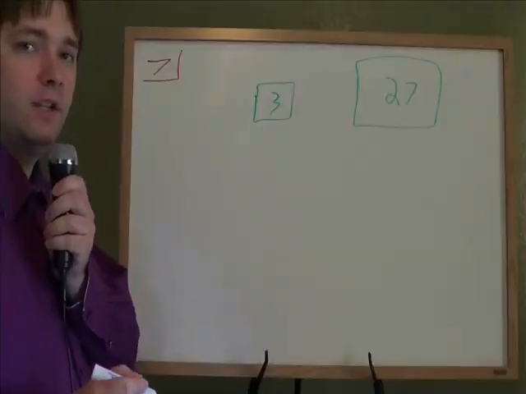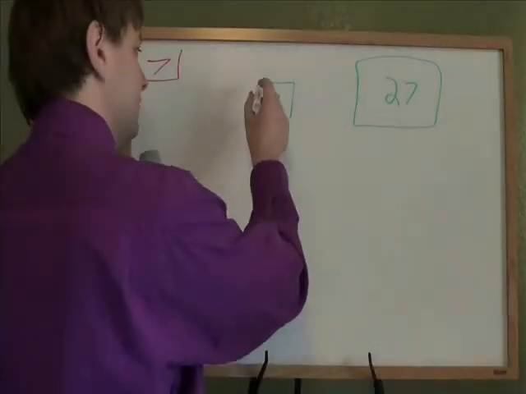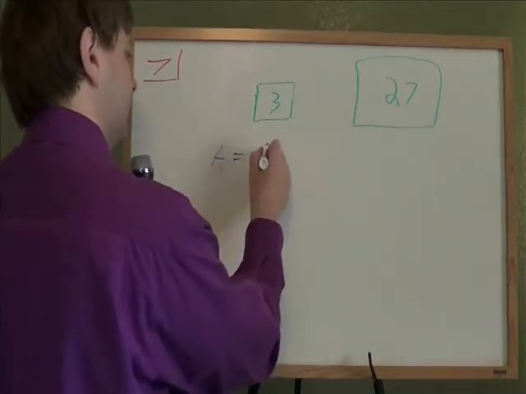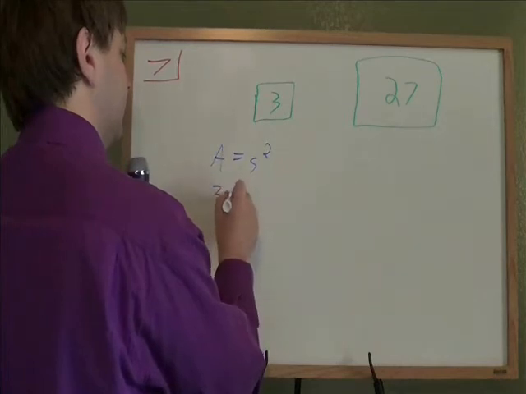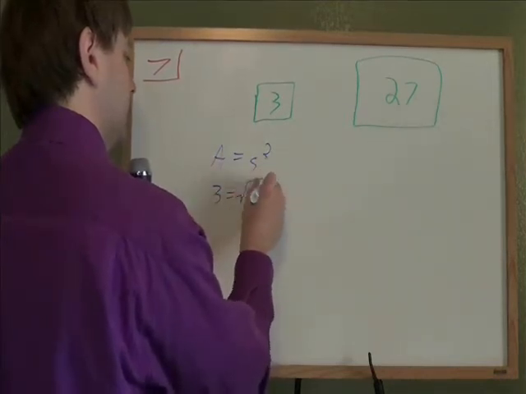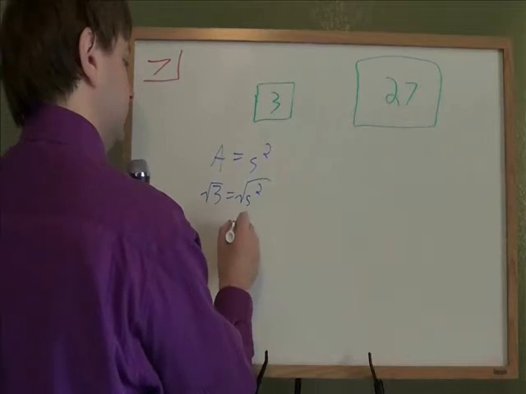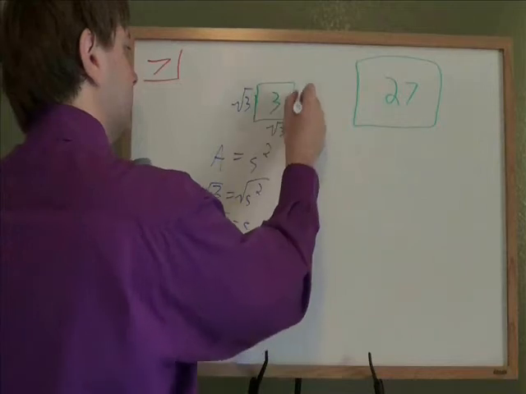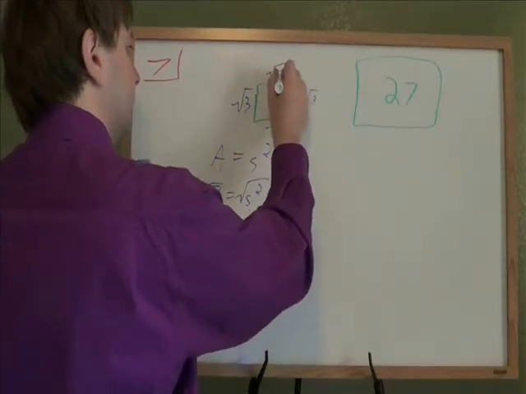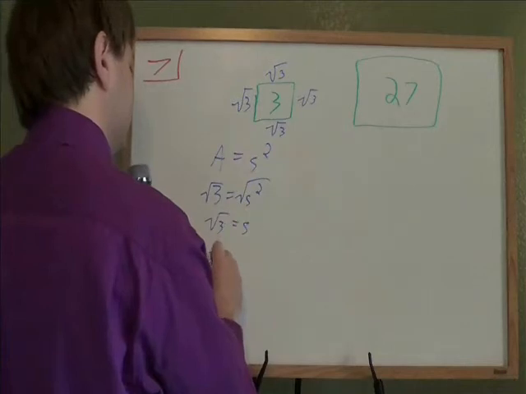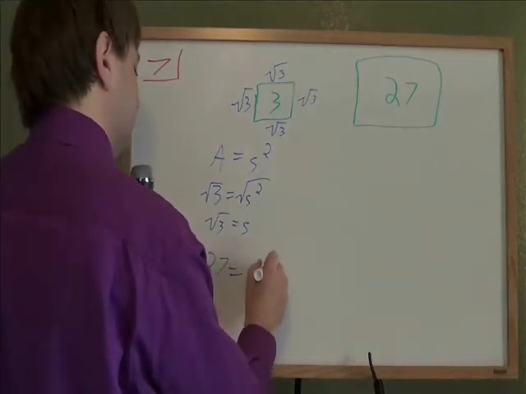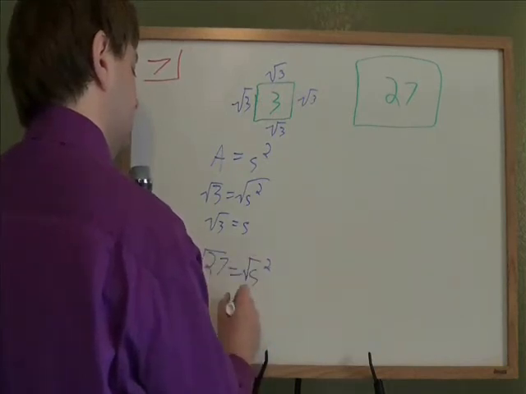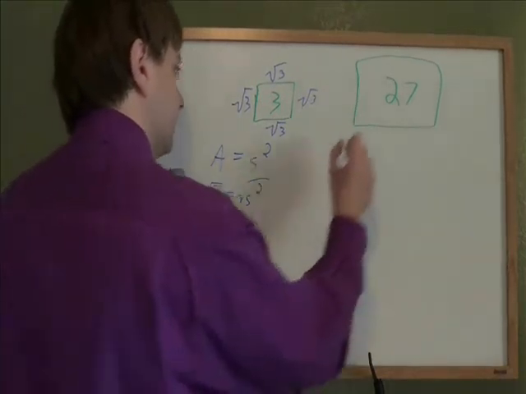To find out how much fencing we need, we need to figure out the lengths of the sides. And to do that, we'll use the square formula. Area equals side squared. So when the area is 3, your side is square root of 3. So each side of this first square is square root of 3. On the other hand, when your area is 27, then 27 equals s squared. To get rid of a square, you need a square root. And each side is square root of 27.